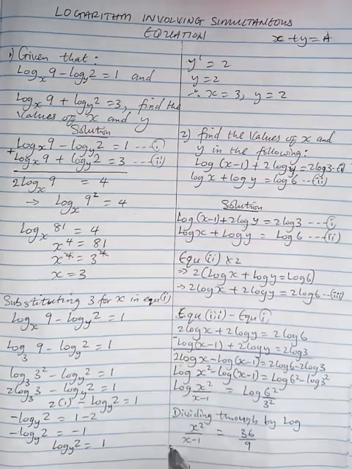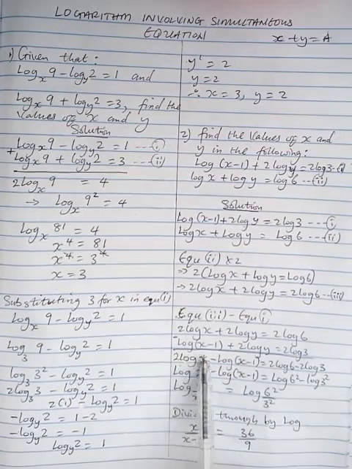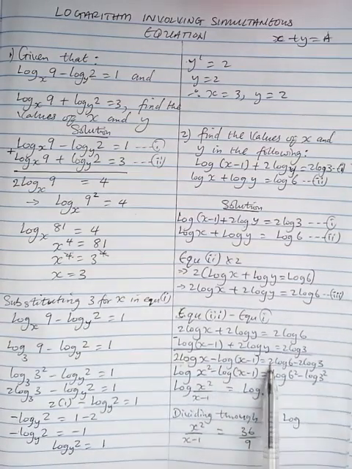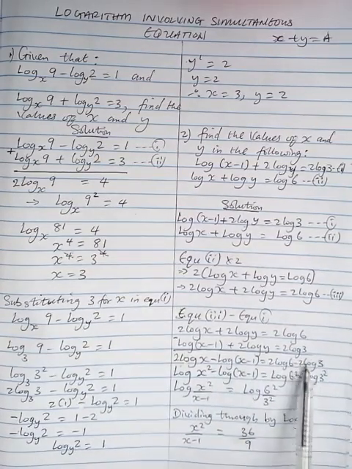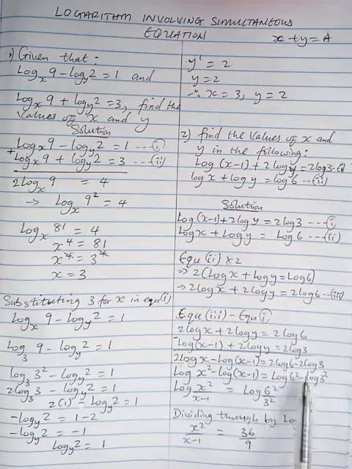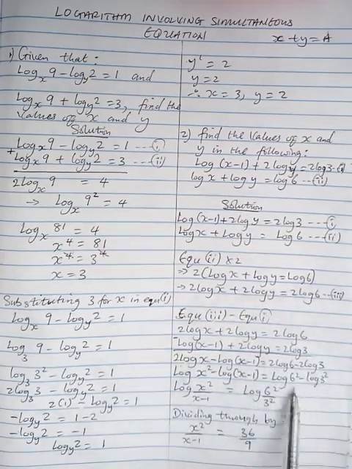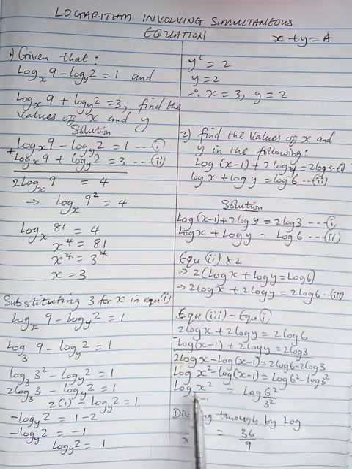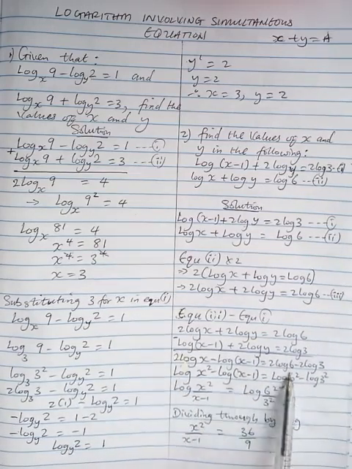Now, remember your power law. These 2 coming out becomes power of s. These 2 coming out becomes power of 6. These 2 coming out becomes power of 3. So all the coefficients of the log now come out to become powers. At this point, we now have log.